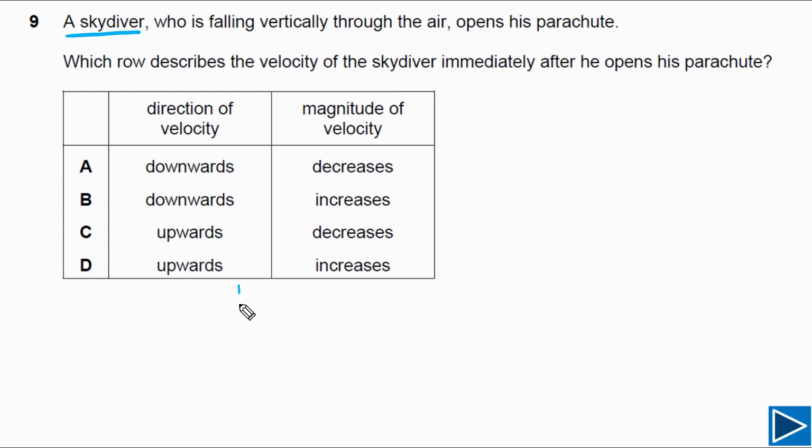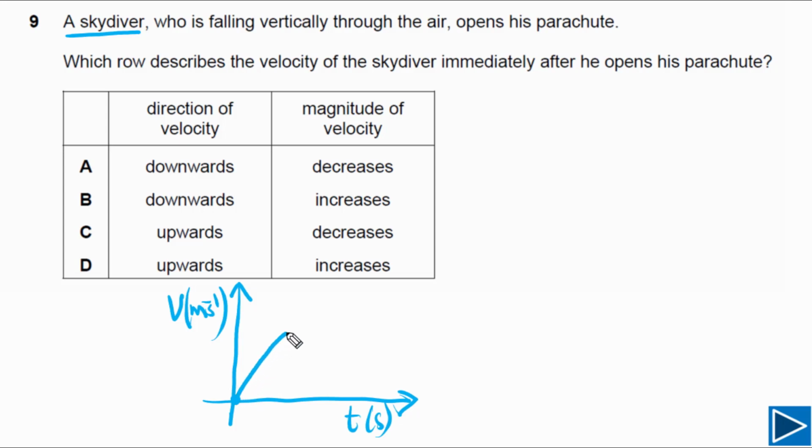This is a typical question about a skydiver and terminal velocity. First of all, let's try to understand this question with the help of a v-t graph. So let me write velocity on the vertical axis and time on the x-axis. At the beginning, when the skydiver jumps, the velocity of the skydiver will increase like this. Finally, it will reach a terminal velocity. So at this point, we call it the first terminal velocity.